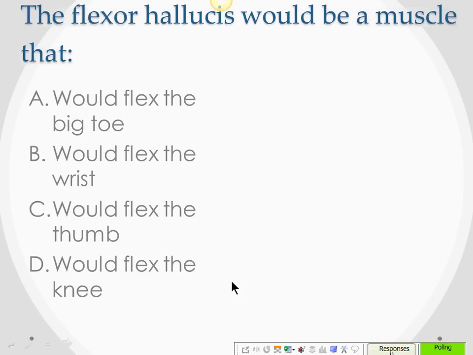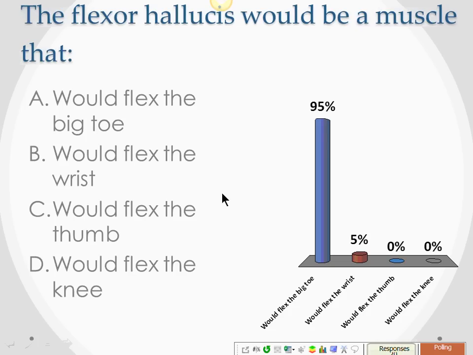How about this one? The flexor hallucis would be a muscle that would flex the big toe. Yes, not the wrist. Wrist was carpus. Hallucis was with hallux, or big toe.